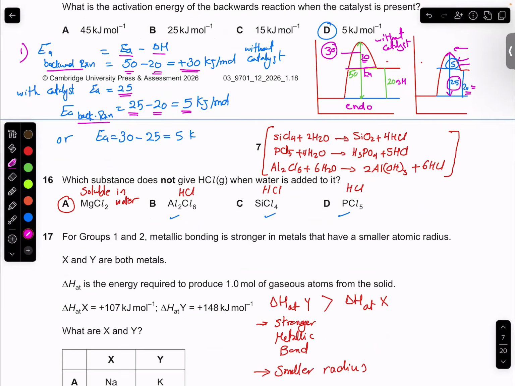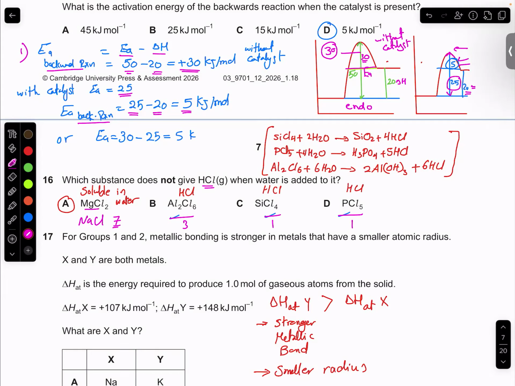Question 16. Which substance doesn't give HCl when water is added to it? Of course MgCl2 and NaCl, when you add water to them, they just dissolve in water, giving pH 7 in the case of NaCl and pH 6.5 in the case of MgCl2. But Al2Cl6, SiCl4 and PCl5 all react with water to produce an acidic solution. Here the pH is 3, and here the pH is 1 or 2, if you remember.